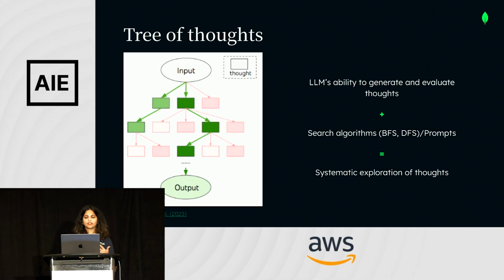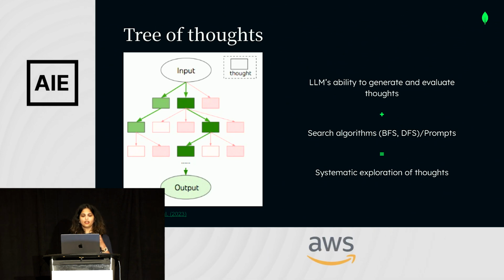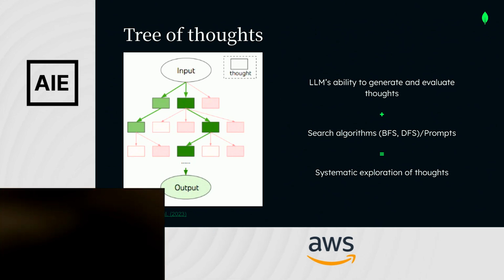Then we have tree of thoughts, which takes the idea of chain of thought up a notch. Tree of thoughts allows LLMs to perform deliberate decision-making by considering multiple different reasoning paths and having it self-evaluate choices to decide the next course of action. It combines the LLM's ability to generate and evaluate thoughts with search algorithms, because it can also look ahead and backtrack when necessary to make global choices.